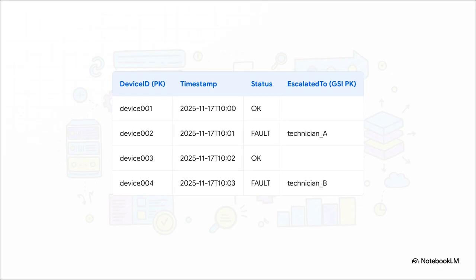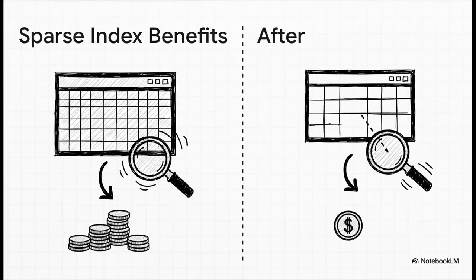Notice that the escalated_to attribute only exists on the fault items. So if we create what's called a global secondary index, or GSI, on this attribute, DynamoDB will only copy the items that have that attribute. That means the index will only contain those 2 fault items, making it incredibly small, super cheap, and really fast to query. I mean, this is such a powerful and cost-effective tool.